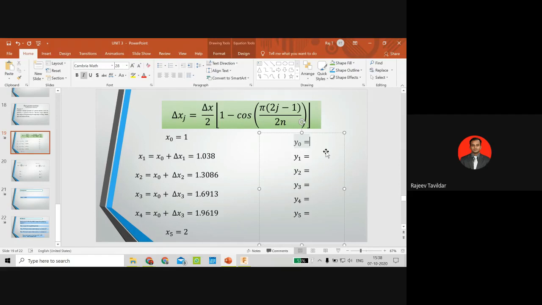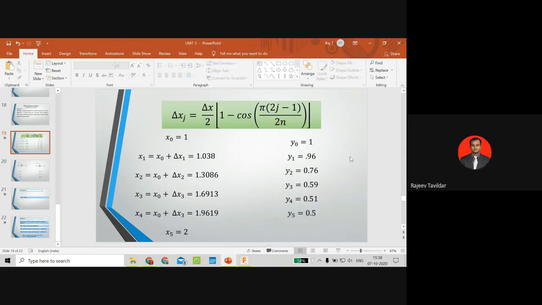So y is a function of x, that is y is equal to 1 by x. So y0 will be 1, then 0.96, 0.76, 0.59, 0.51, 0.5. These are the values which we are getting for x and y, that is the precision points.